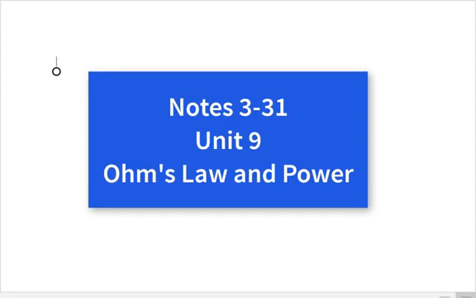So if you would get your lab book out, we're going to look at our lab results a little bit and then use that to develop a relationship between some of the variables that we looked at in our lab. So I'm going to put the date up here at the top. It's going to be the 31st, and we're in Unit 9. And we're going to be talking about Ohm's law and power today.